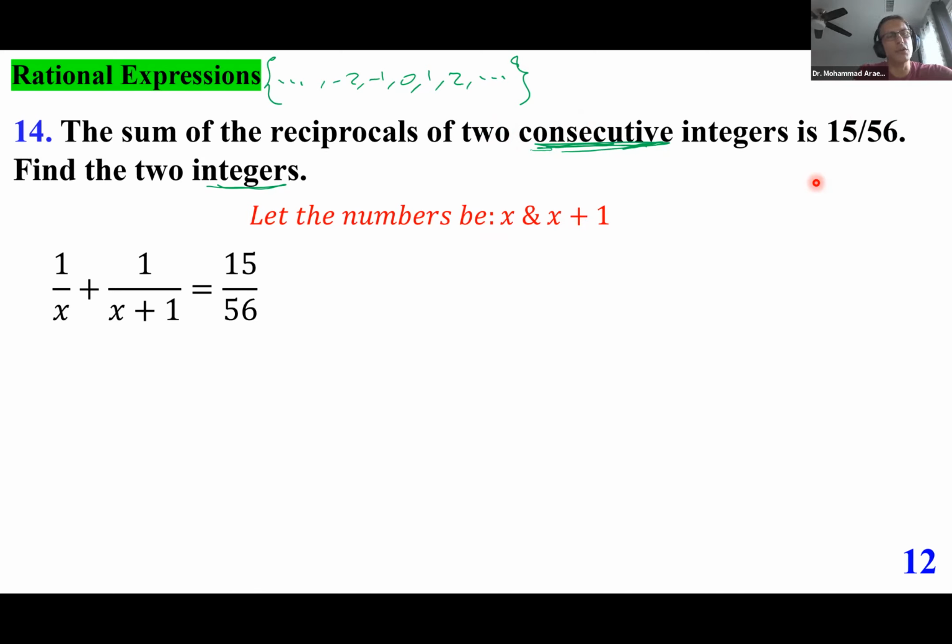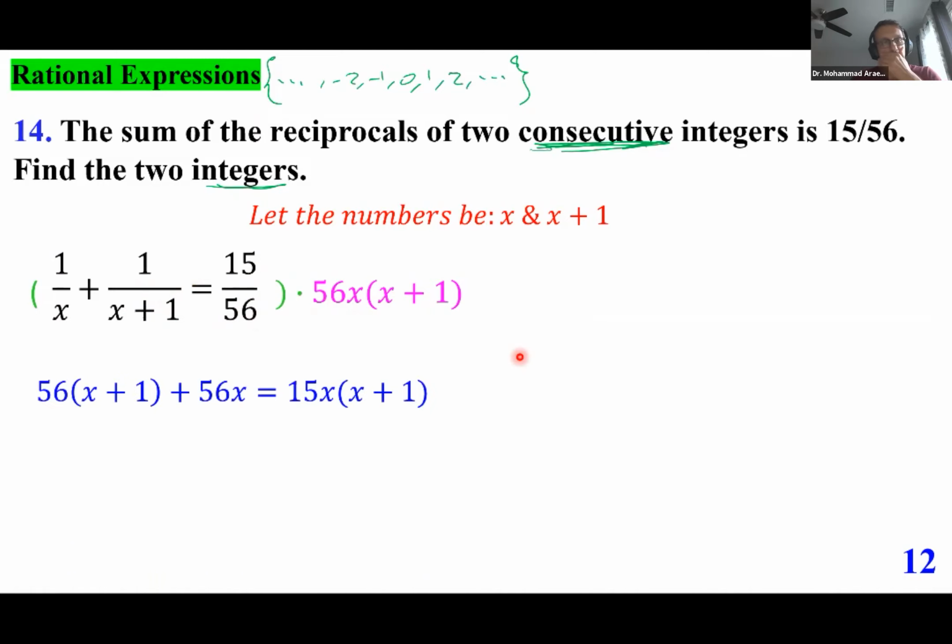We multiply both sides by the LCD, which is simply the product of all those three. So the first fraction, when we multiply it, x goes away. So 56 times x plus 1. The second one, x plus 1 goes away. That means 56 times x. And the right side, just 56 goes away, which is 15 times x plus 1. As you can see, we no longer have any fractions.